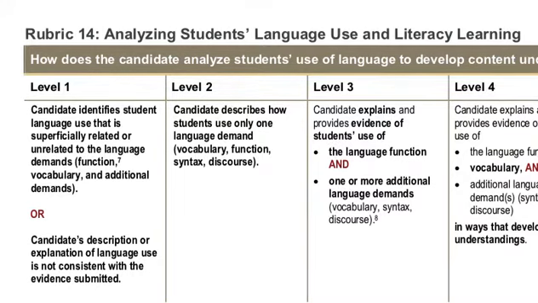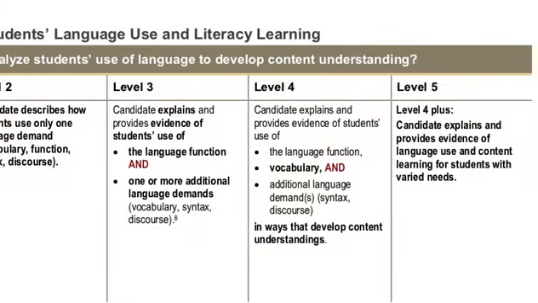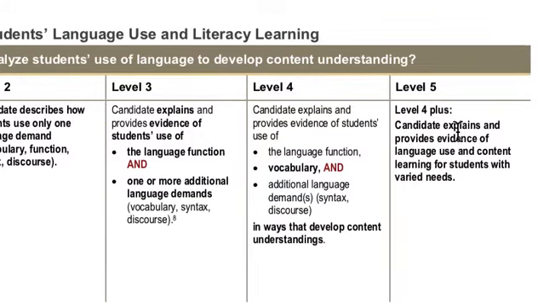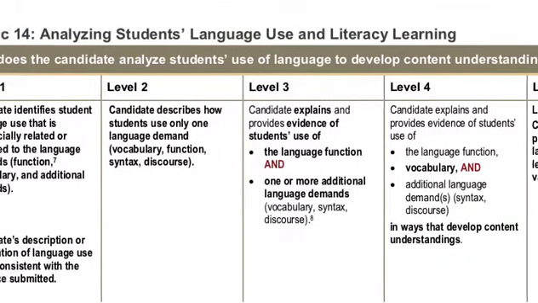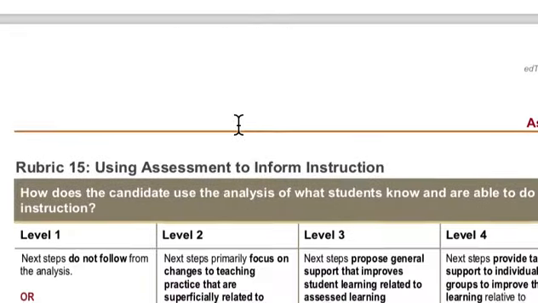And you need to make sure you identify any vocab, syntax, or discourse. At level 5, again, the candidate explains and provides evidence of language use and content learning for students with varied needs. So basically, I am showing how I got different people at different levels of needing supports or extensions to actually meet these language demands.